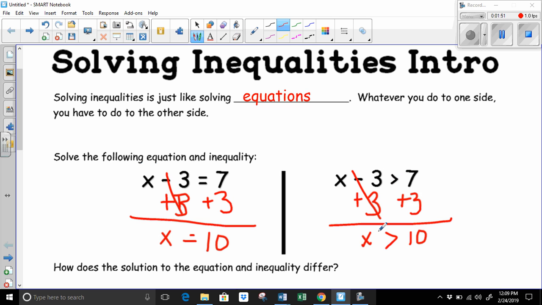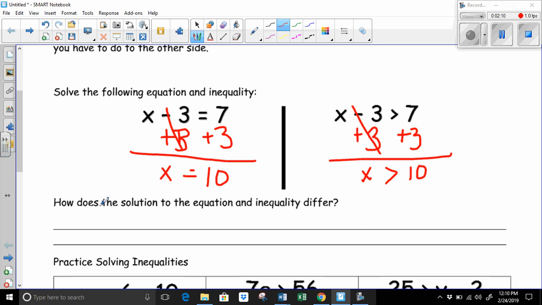So that means as long as we have any number that's bigger than 10, this inequality would be true, okay? So let's say if we had 11, if we did our 11 here minus 3, we would have a number that is larger than 7, so that works. So now at the bottom it says, how does the solution to the equation and inequality differ? So I want you to think about that for a moment. You can pause the video and then we'll take a look at it in just a moment.